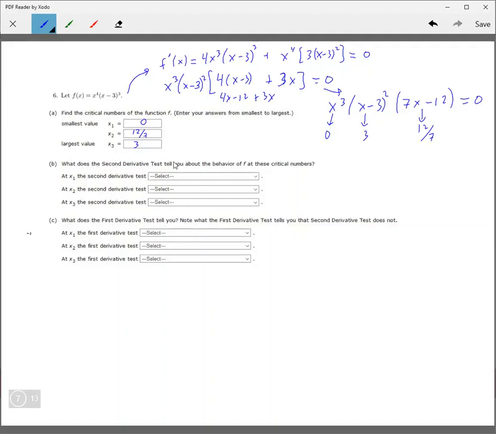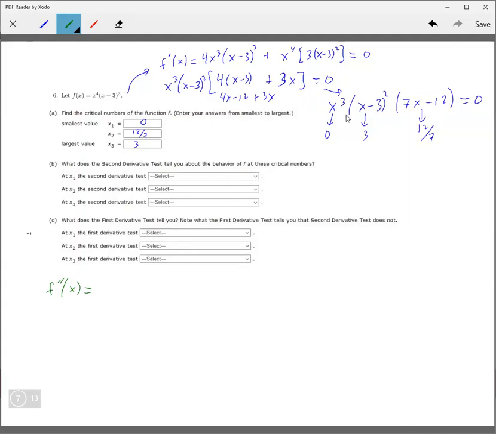Okay, what does the second derivative test tell you about the behavior of f at these critical numbers? Okay, so now we have to take the second derivative. Boo. Okay, let's take the second derivative. Let's do that over here. Let's take the derivative of this.